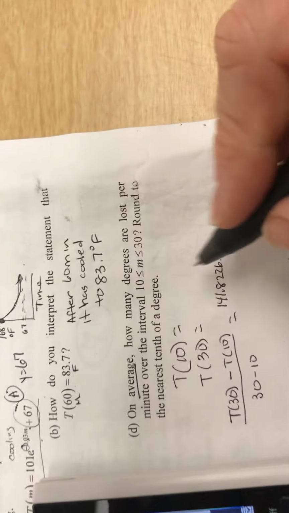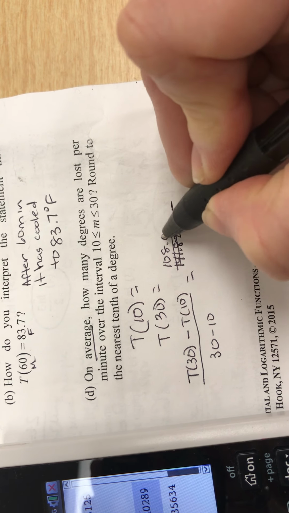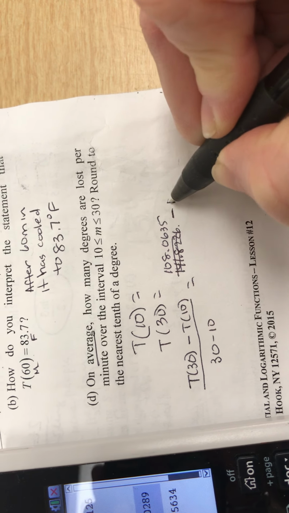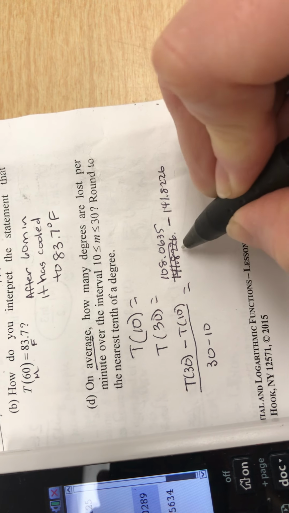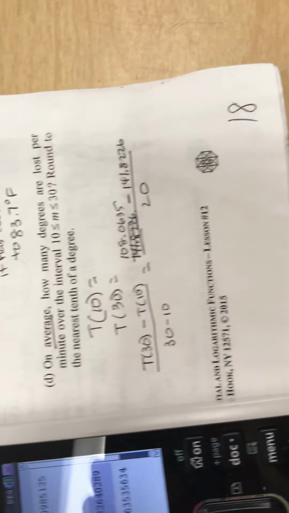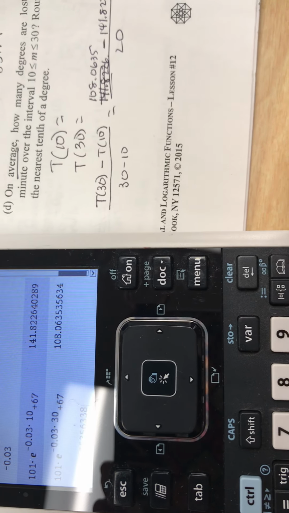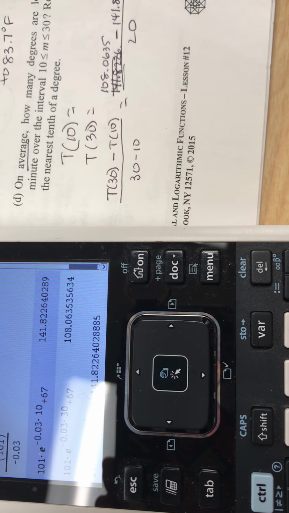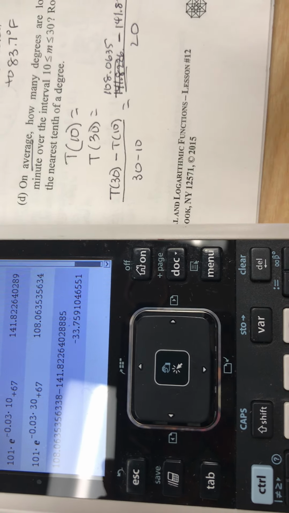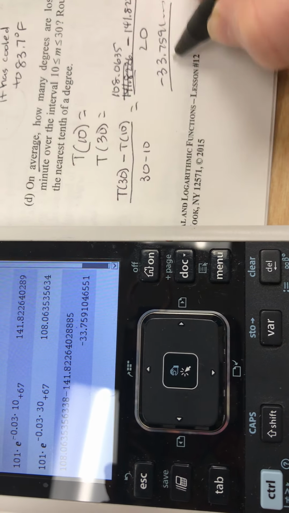And I actually just did that in reverse, didn't I? So this one is the 108.0635, and this is 141.8226, over 20. Okay? So I'm going to go ahead and use my calculator, take the answer to the 30, and subtract the answer to the 10, and then divide that, negative 33.7591, and so on, by 20.